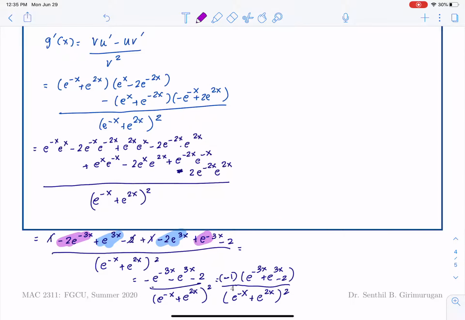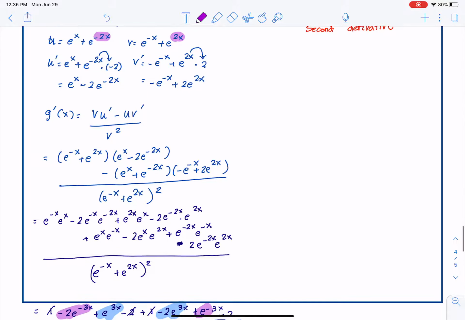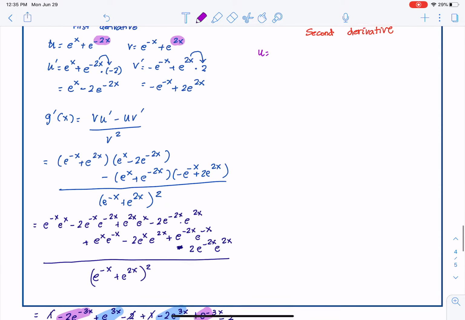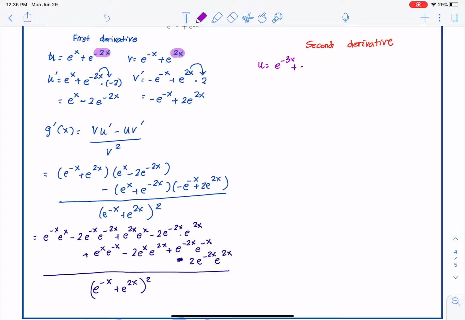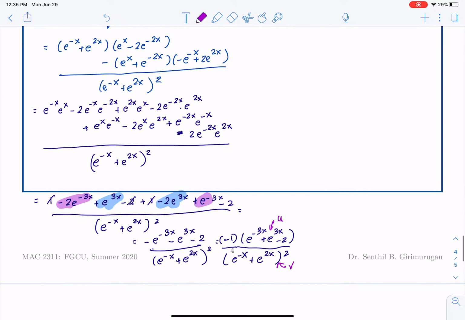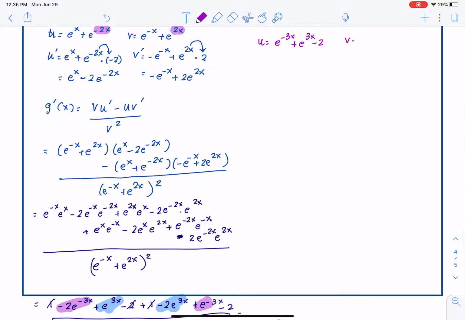To find the second derivative, I'm going to treat that as u. I'm going to treat that as v. So u would equal e raised negative 3x plus e raised 3x minus 2. V would equal e raised negative x plus e raised 2x squared. U prime, those are not just x's, rather there is a 3, so we have to use chain rule. E raised negative 3x multiplied by the derivative of negative 3x, which is negative 3, plus e raised 3x multiplied by the derivative of 3x, we get positive 3.